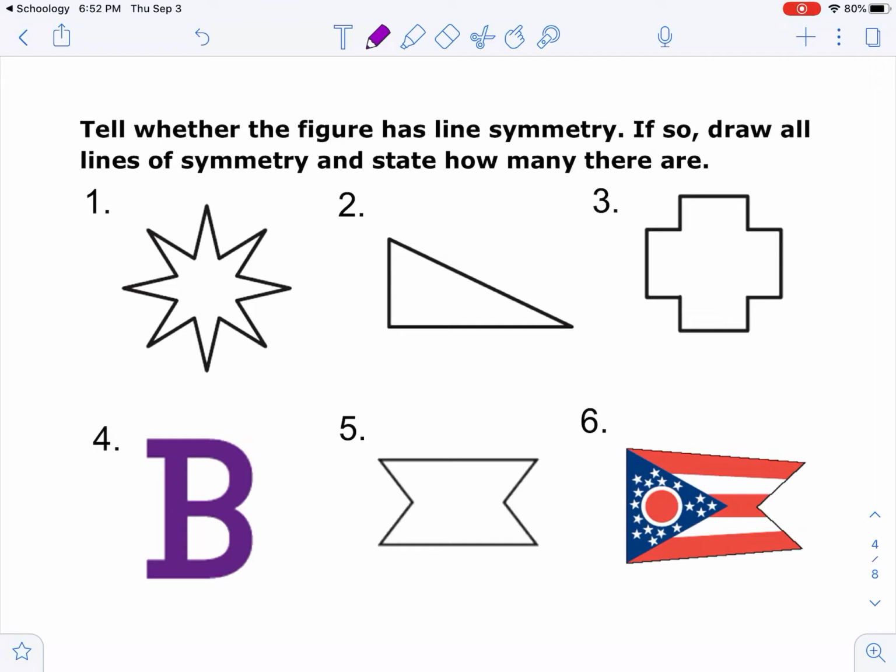All right. This one says tell whether the figure has line symmetry. If so, draw all the lines of symmetry and state how many there are. So we're going to start just with line symmetry. Number one, are there any lines of symmetry? If you think so, pause the video, go ahead and start drawing them.